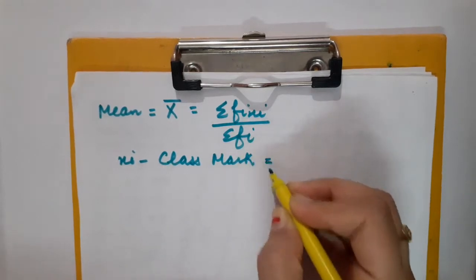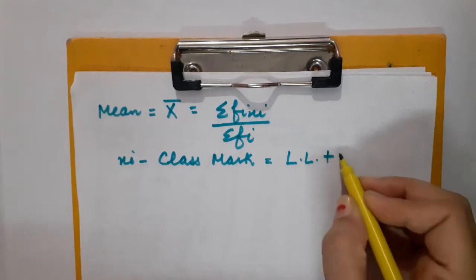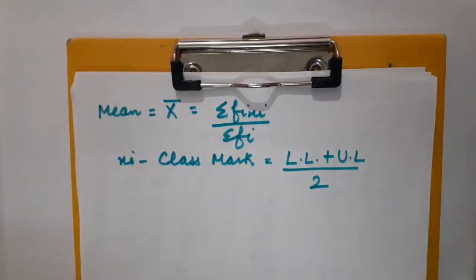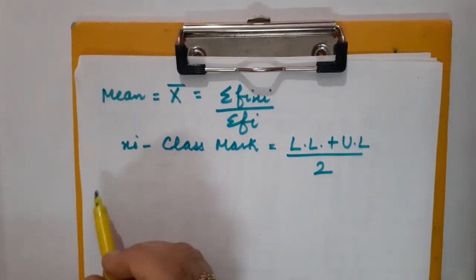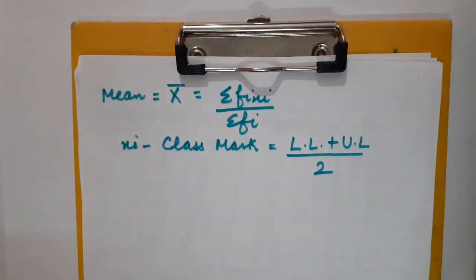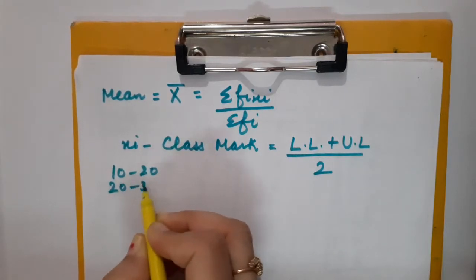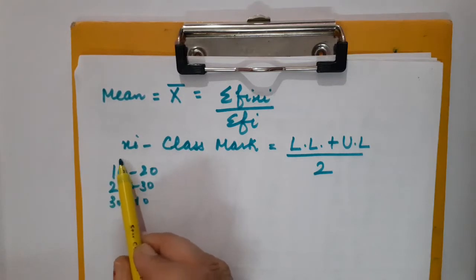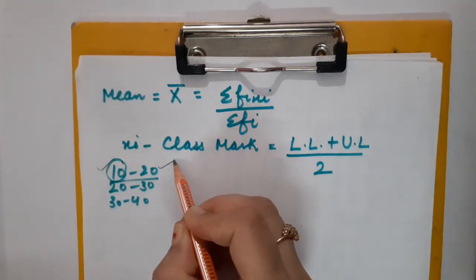What do you mean by class mark? That was also explained yesterday. That is lower limit plus upper limit divided by 2. Yesterday only it was explained that in grouped data we used to deal with the class intervals like 10 to 20, 20 to 30, 30 to 40 and so on. In that I told you that in the 10 to 20 interval, 10 is known as lower limit and 20 is known as upper limit.